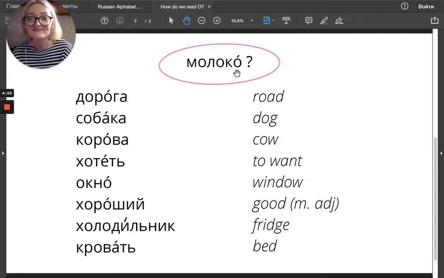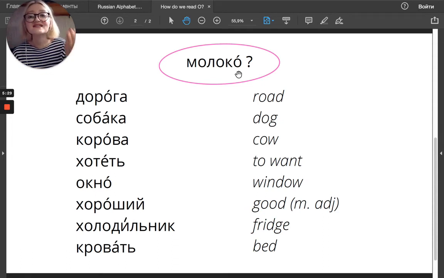So we see the last O is stressed. How do I know that? It's just the only right way to say milk in Russian, with the last stressed O. So this O is not stressed. We read it like A. And this O is not stressed either. So we read it like A again. So ma, la, ko. This O is stressed, so we read it like O. Other O's are not stressed, we read them both like A.